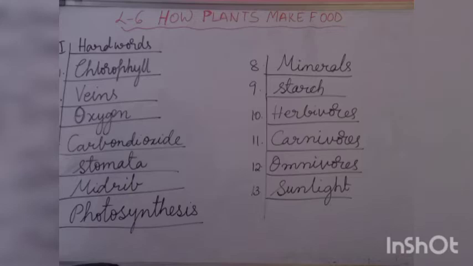Veins, veins. Oxygen, oxygen. Carbon dioxide, carbon dioxide. Stomata, stomata. Midrib, midrib. Photosynthesis, photosynthesis. Minerals, minerals. Starch, starch. Herbivores, herbivores. Carnivores, carnivores. Omnivores, omnivores. Sunlight, sunlight. So, children, I hope you have finished writing the hard words and you have repeated them once again.